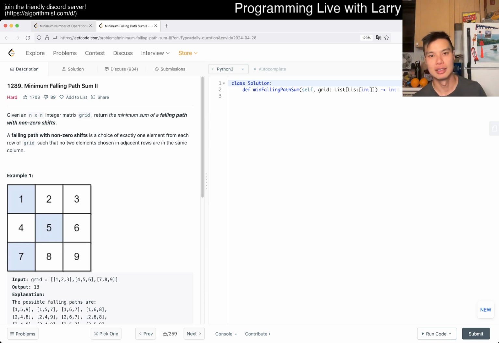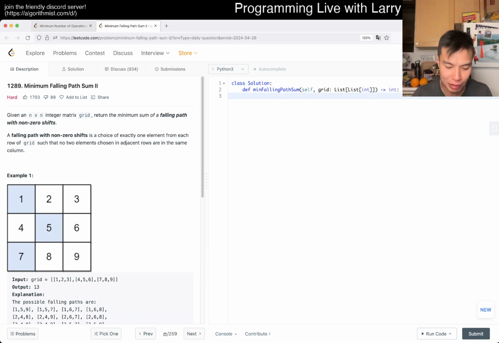How do I say this? Basically, there are a couple of ways you can do it. The basic way, not naive, but the basic way about dynamic programming, is having the state of each row, which makes sense because you have to do it row by row, and each cell in the row denotes the minimum sum of the falling path ending in this node, right?